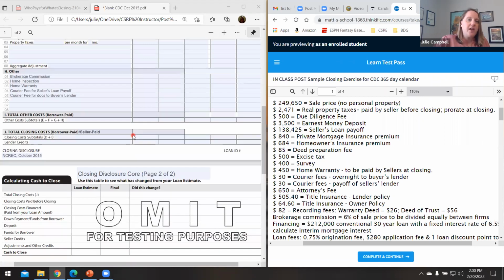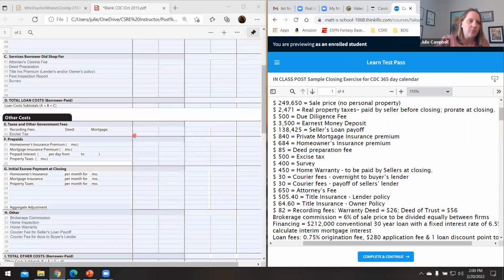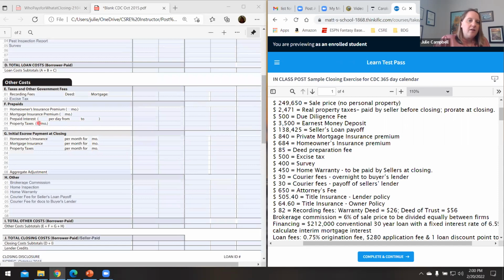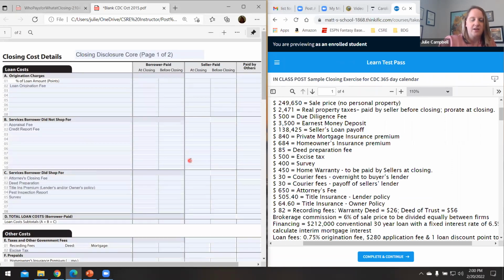So if we come back up to page 1, F as in Frank are our prepaids. The buyer at settlement is prepaying their PMI insurance for the year, their first year of home ownership. So if you look under F2, F as in Frank 2, we'll have a debit to the buyer. And I'm going to go back up. I'll show you. I'll come back down in just a second.